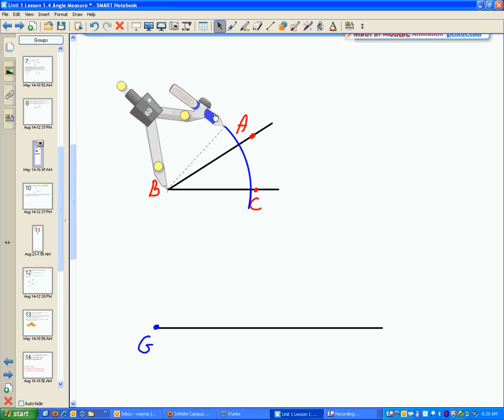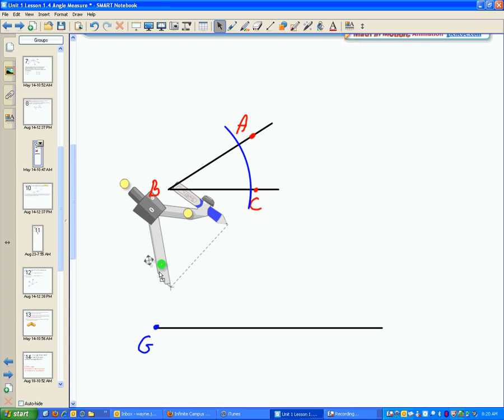Notice that mine, I didn't hit either of those labeled points. So you don't have to hit either of those labeled points. The odds of you hitting both of them are really slim. Okay? So I need that arc. Now what I want to do is I want to take this arc and duplicate it down on point G. So do not change your compass settings.